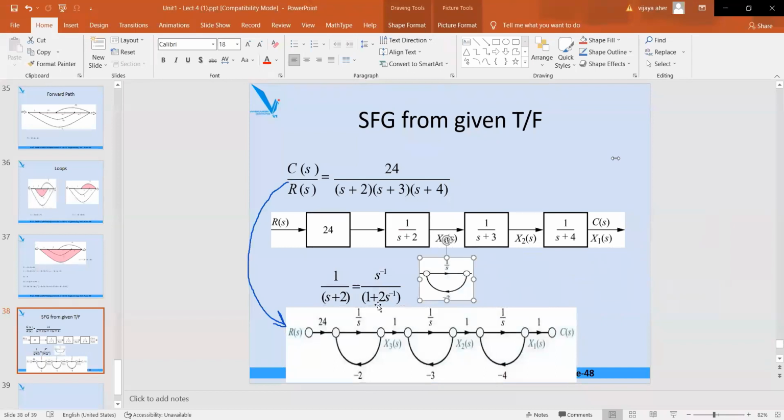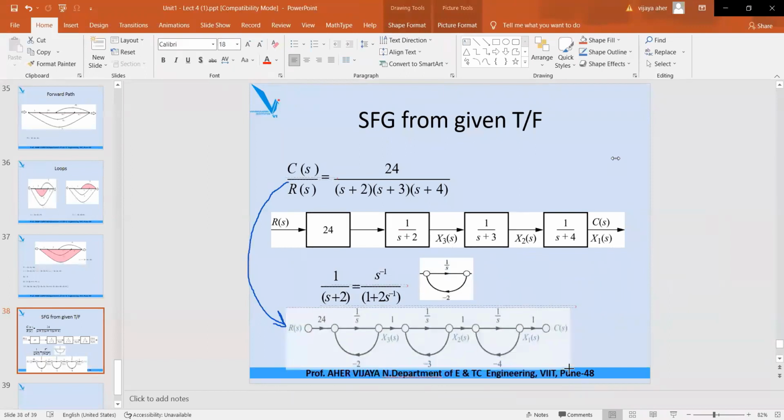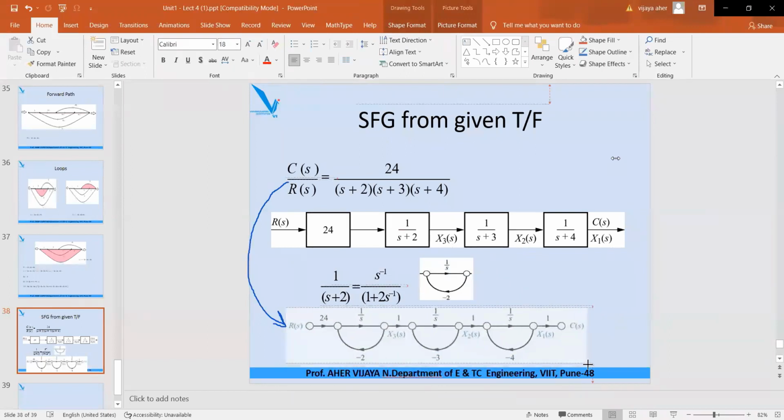Now this is the transfer function for this term only. And this is the transfer function for the whole diagram.